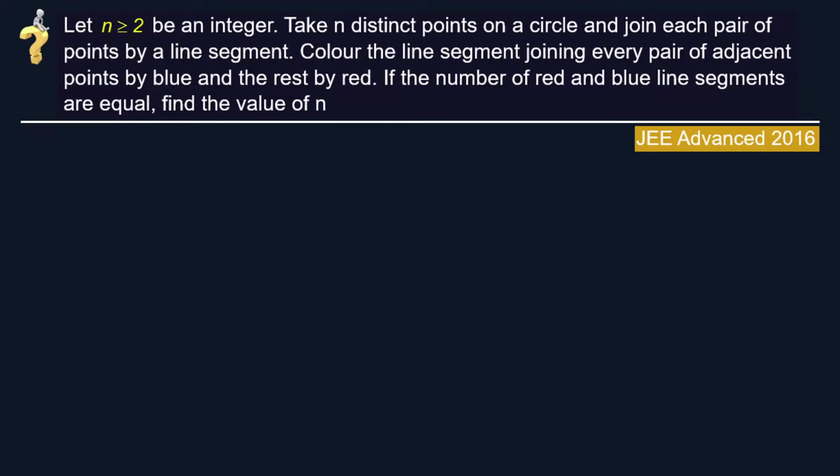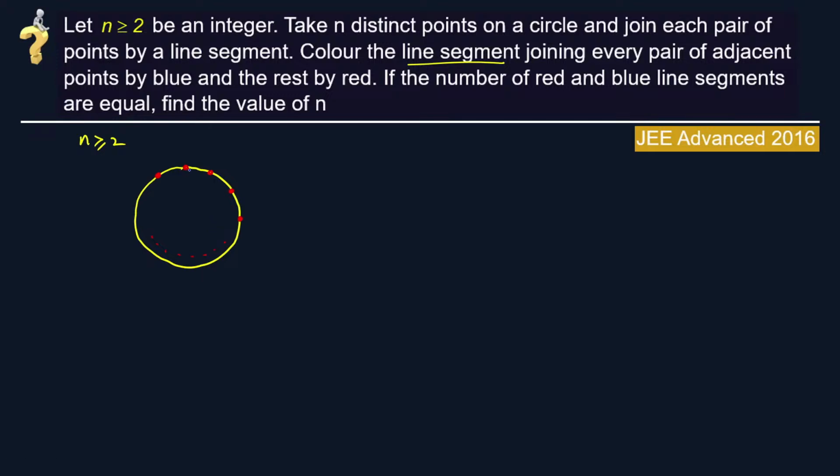This question came in JEE Advanced 2016. What have they said? Let n, greater than or equal to 2, be an integer. So n is an integer which is greater than or equal to 2. Take n distinct points on a circle. So there is a circle, and on that circle we have n points. These are the n points. And then, color the line segment joining every pair of adjacent points blue.